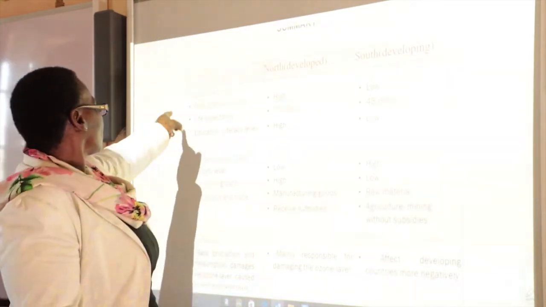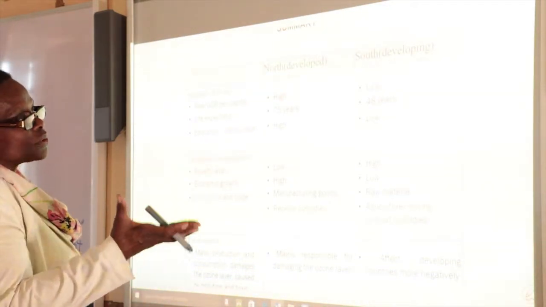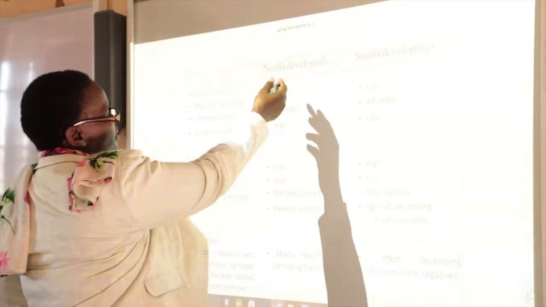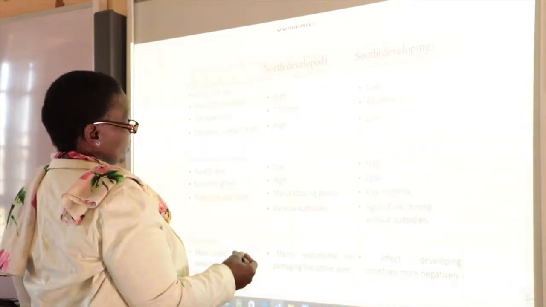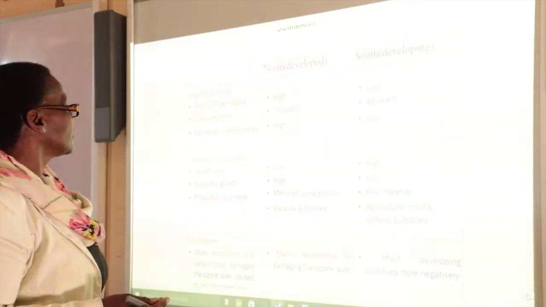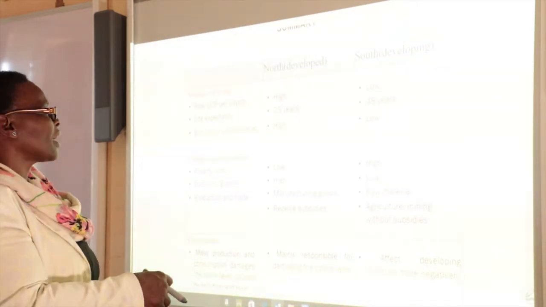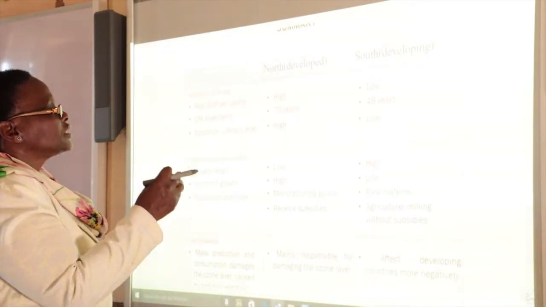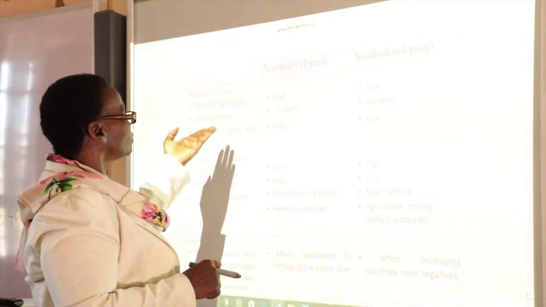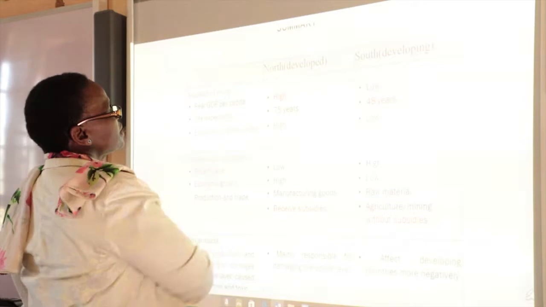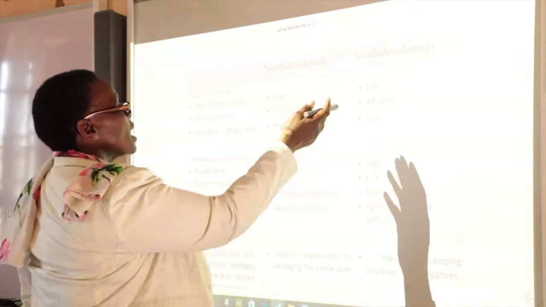Okay, still on the standard of living, we said life expectancy, which refers to the years that a person is expected to live. You can see, with developed countries, they live longer, 75 years, and with developing countries, the life expectancy is lower because of malnutrition, poor health care, and diseases, which bring their life expectancy low. Education, which is literacy level, of course, the developed countries have a high level of education and literacy rate, whilst in developing countries it is low.